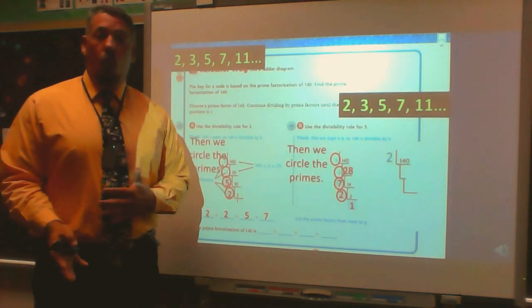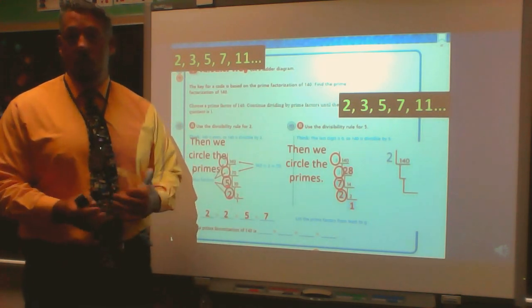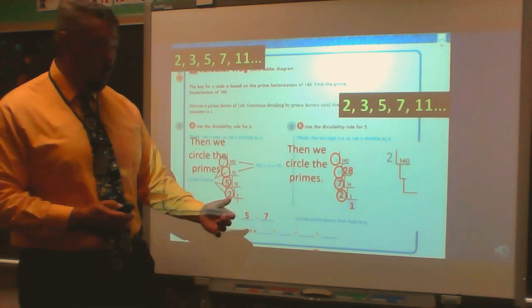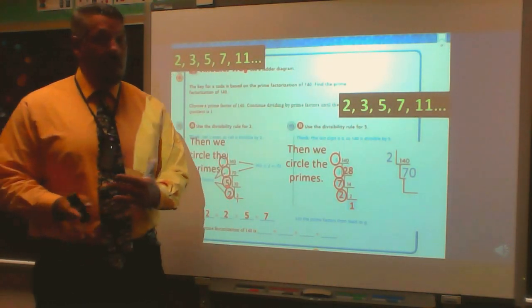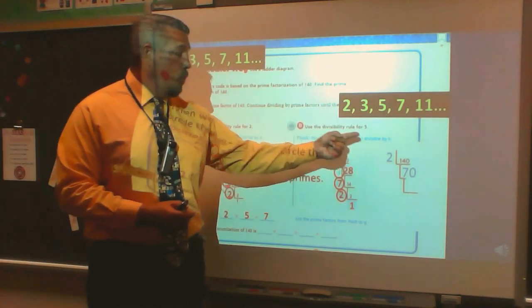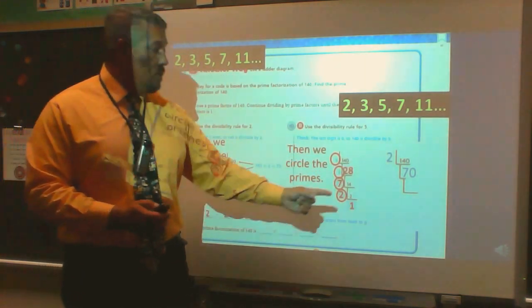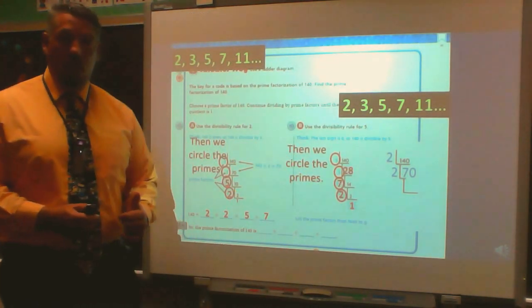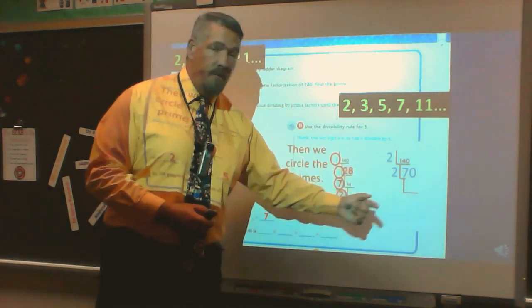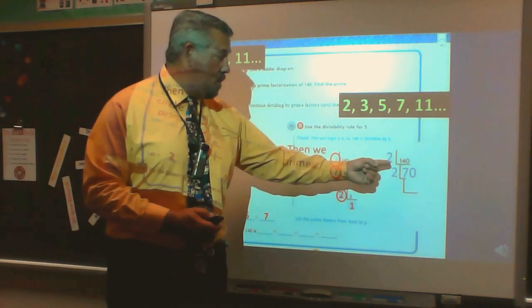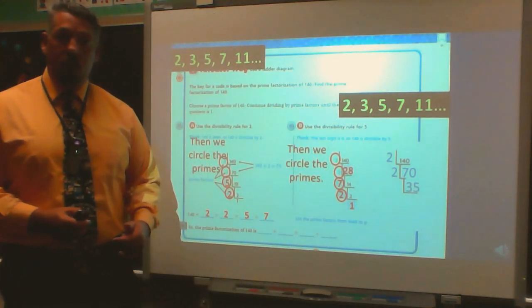And then I ask, well, what is the answer? Or how many times does 2 go into 140? Well, it goes in 70 times. I go back to my 2 until I can't use it anymore. 2 will go into 70 because it's even. So I'm going to divide the 70 by 2. And 70 divided by 2 is what? Once again, these are just inverted division boxes. Well, 2 goes into 70 35 times.